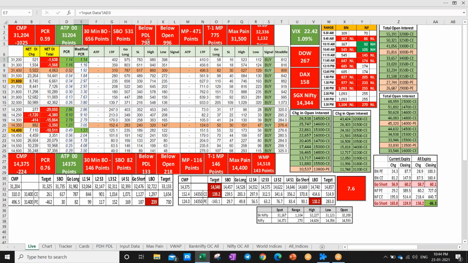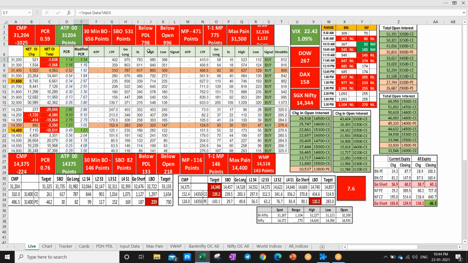Then previous day low, PDL means previous day low. Here you will be able to track whether yesterday's low or high is broken. If yesterday's low is broken, it will show below PDL and show how many points below it is trading. As of the date I am recording, it is showing that it has broken the previous day low by 798 points.